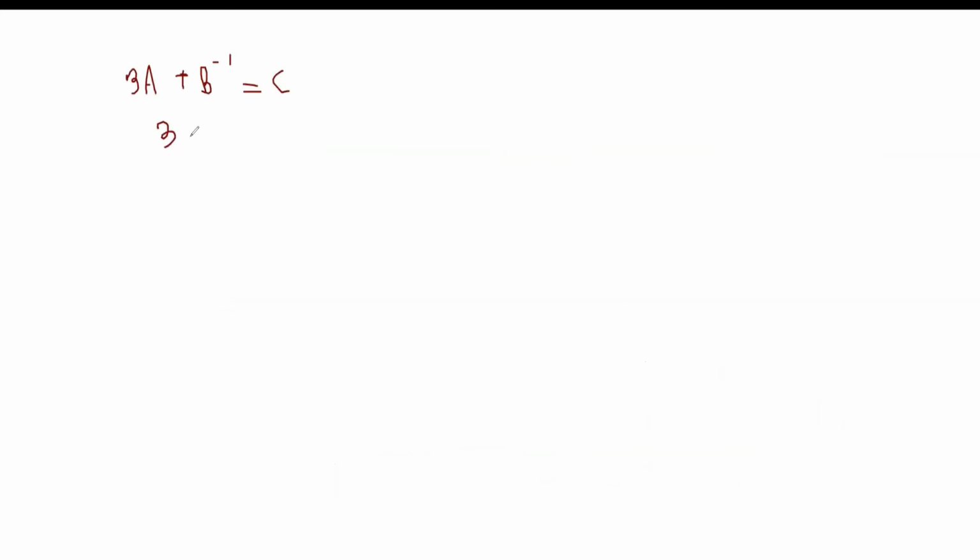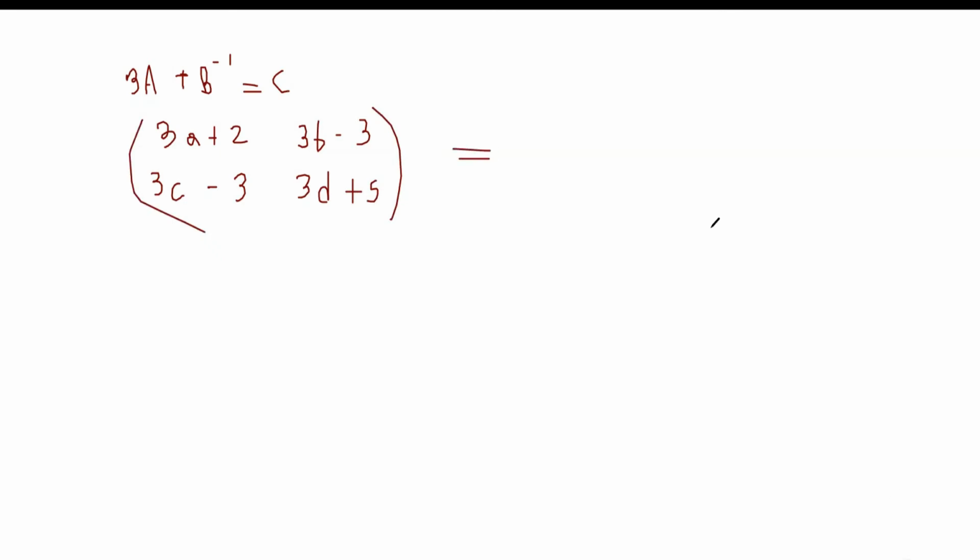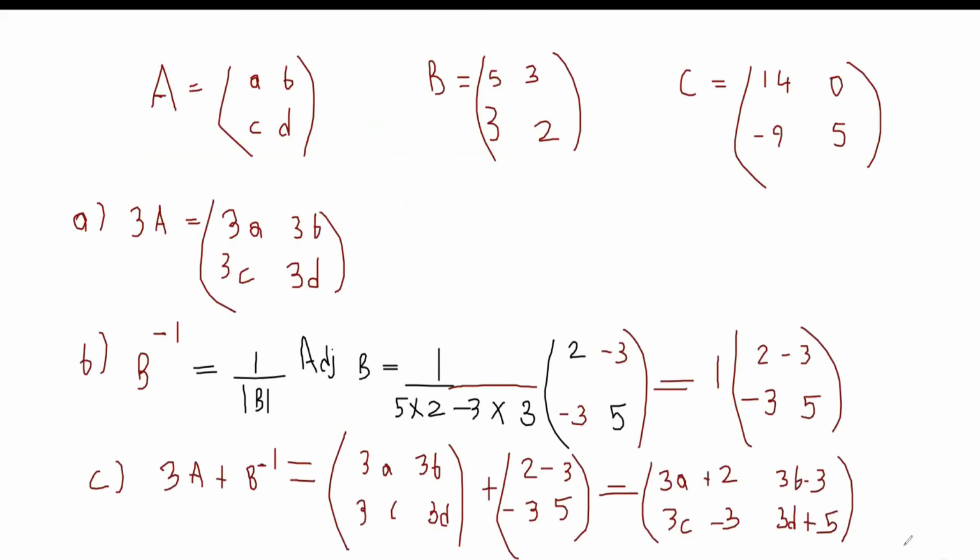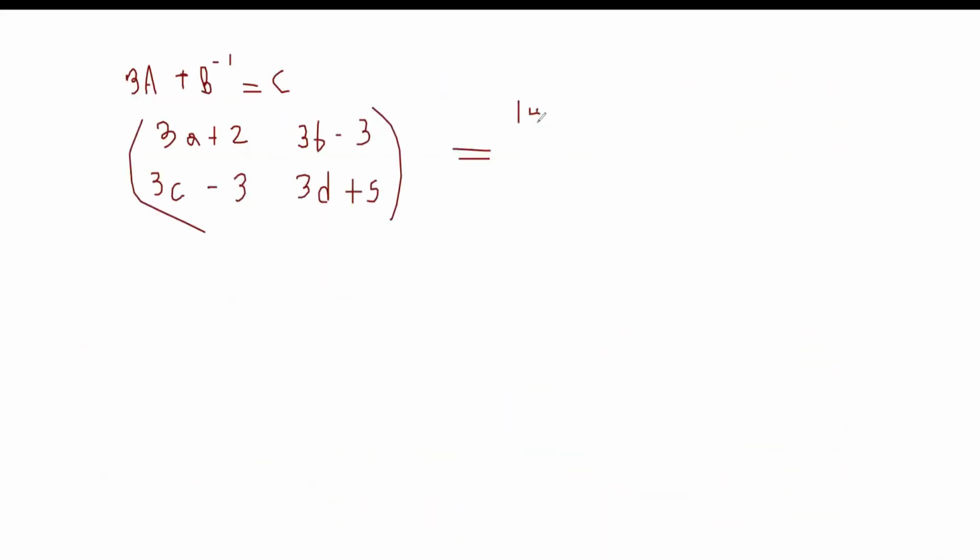So we have that this side is 3A plus 2. Right here was 3B minus 3. Right here was 3C minus 3. Right here was 3D plus 5. And all of this is equal to matrix C. Matrix C is given by, let's look back at it, 14, 0, minus 9, 5. So to find A, B, and C, all you have to do is equate corresponding elements.